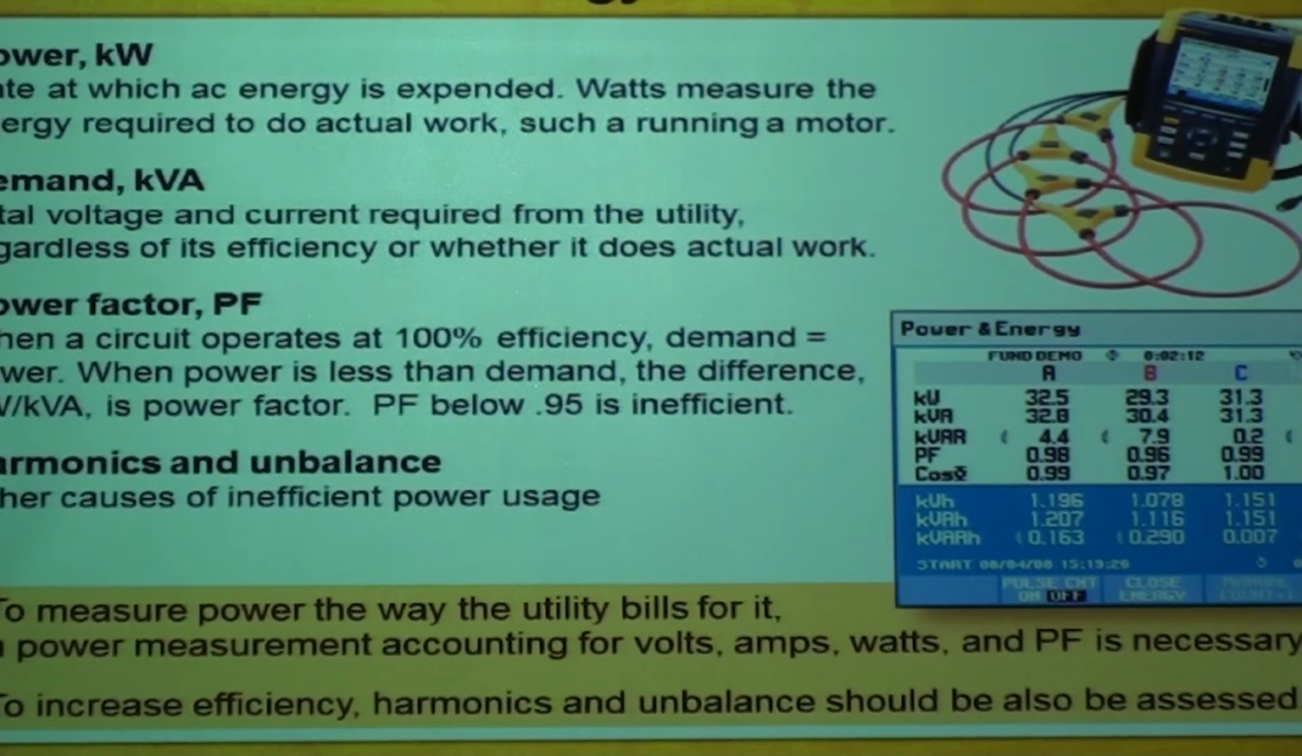So then, of course, we need to know what is electrical energy. Power is basically the energy required to do actual work. That's power. It's always measured in kilowatts. It's the rate at which AC energy is expended, such as running a motor. That's the power of the motor. And then you have something called demand, or kVA, which is apparent power, which we call system power.